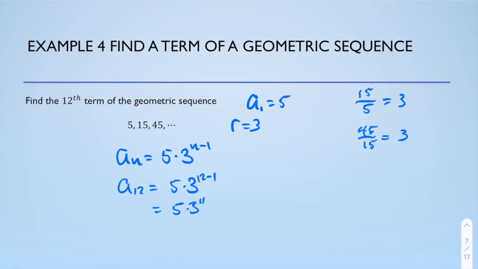So 5 times 3 to the 11th, pick up a calculator again, and 3 to the 11th power is 177,147. 5 times that, 885,735. So 885,735 is a sub 12.